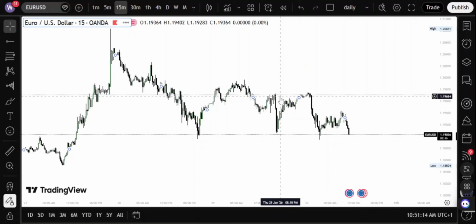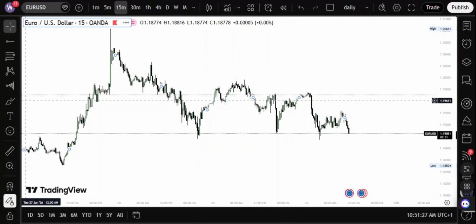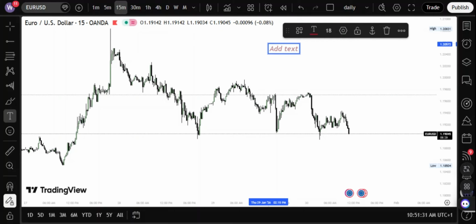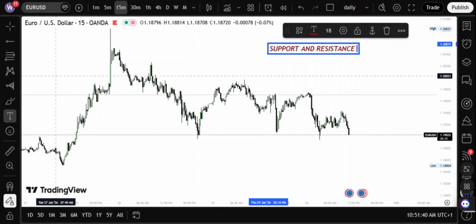Hello guys, welcome to this section of the video, and we'll be talking about fixed range volume profile for your support and resistance. We all understand the concept of support and resistance, but today we'll be looking into fixed range volume profile, following the support and resistance strategy.